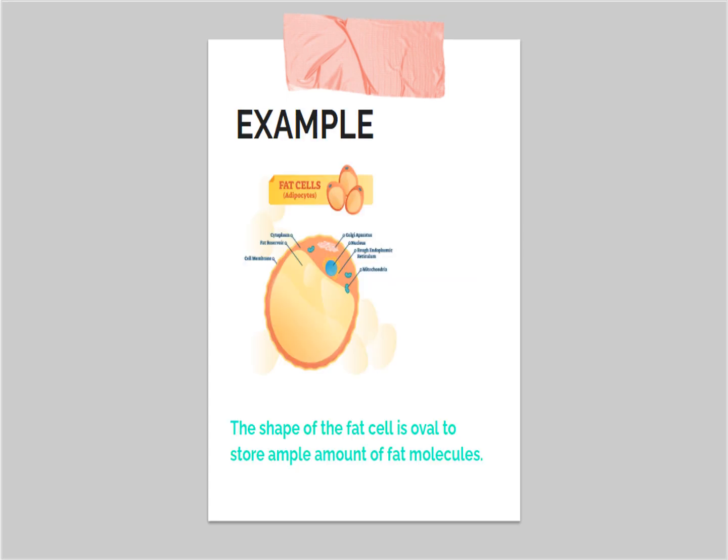For example, let us take the diagram of a fat cell. A fat cell is a structure which stores fat molecules. So, to store fat molecules, an ample amount of space is required by the cell. So, the shape of the cell is a little bit oval, and inside the cell fat molecules are stored in huge amounts.